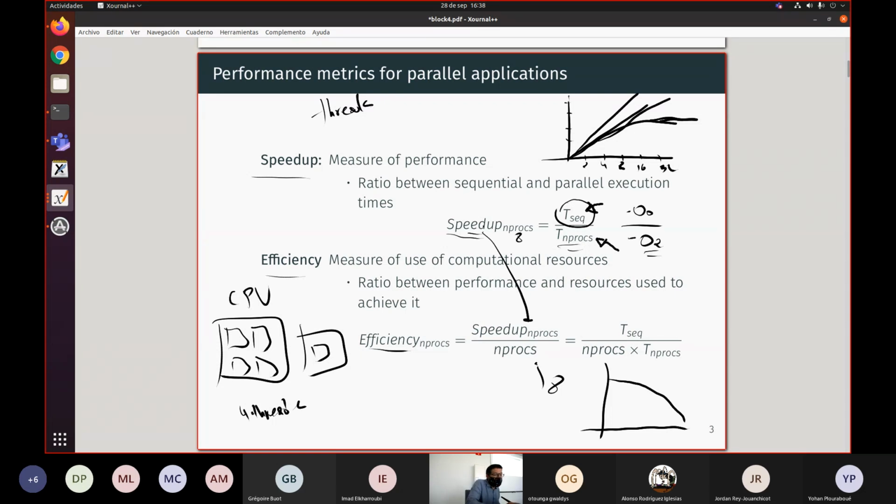But regarding your question, yes, you can use the speed up here. For example, if you are executing in a node, I think we have 24 cores per node. So, for example, using OpenMP, you could use 24 threads to try to exploit our nodes. So if you execute your parallel code with 24 threads and compare the execution time with the execution time of the sequential code, you get the speed up for this 24 execution. If you divide this by the number of processors, in this case the number of threads, you get the efficiency. Yes.